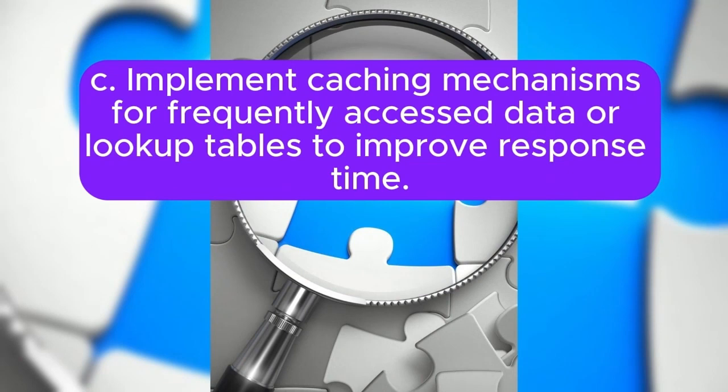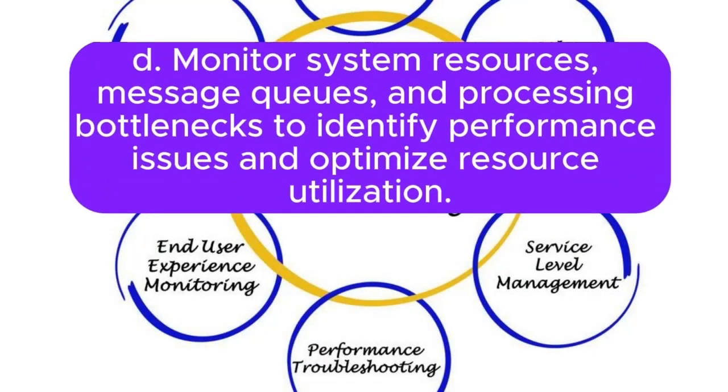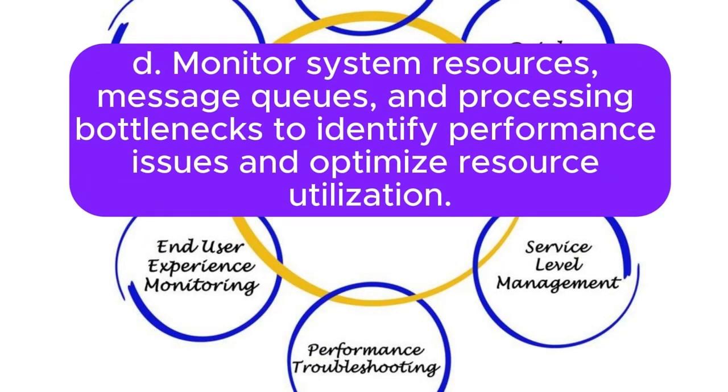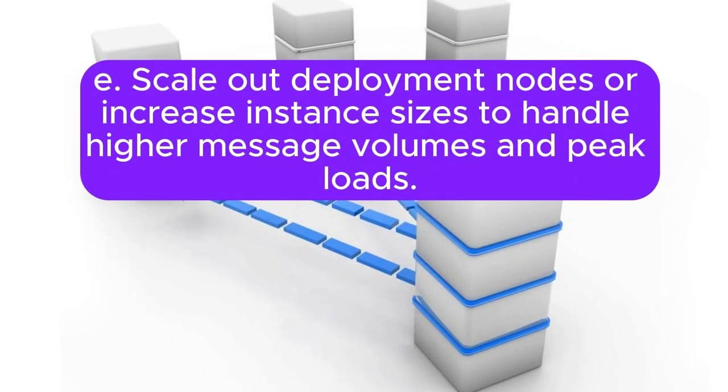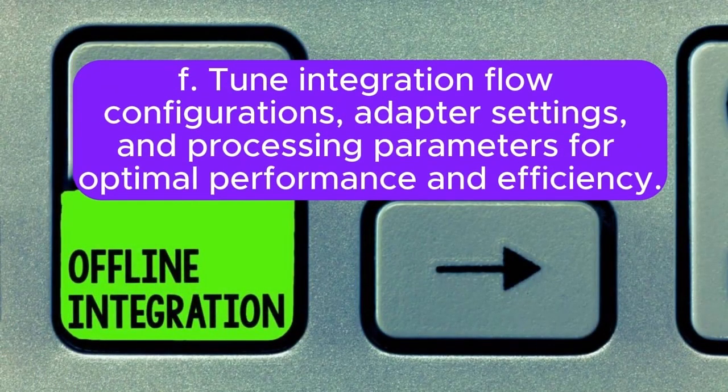C. Implement caching mechanisms for frequently accessed data or lookup tables to improve response time. D. Monitor system resources, message queues, and processing bottlenecks to identify performance issues and optimize resource utilization. E. Scale out deployment nodes or increase instance sizes to handle higher message volumes and peak loads. F. Tune integration flow configurations, adapter settings, and processing parameters for optimal performance and efficiency.